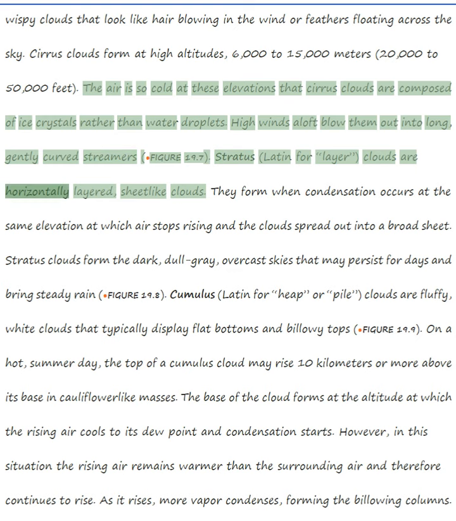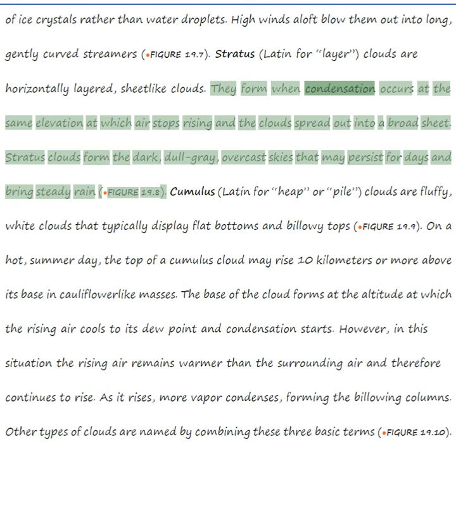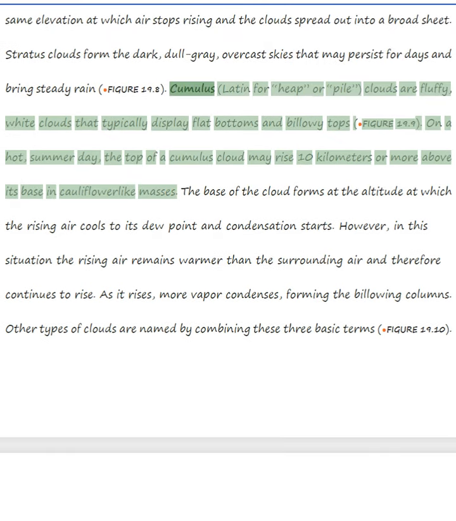Stratus clouds are horizontally layered, sheet-like clouds. They form when condensation occurs at the same elevation at which air stops rising and the clouds spread out into a broad sheet. Stratus clouds form the dark, dull gray, overcast skies that may persist for days and bring steady rain. Cumulus clouds are fluffy, white clouds that typically display flat bottoms and billowy tops.